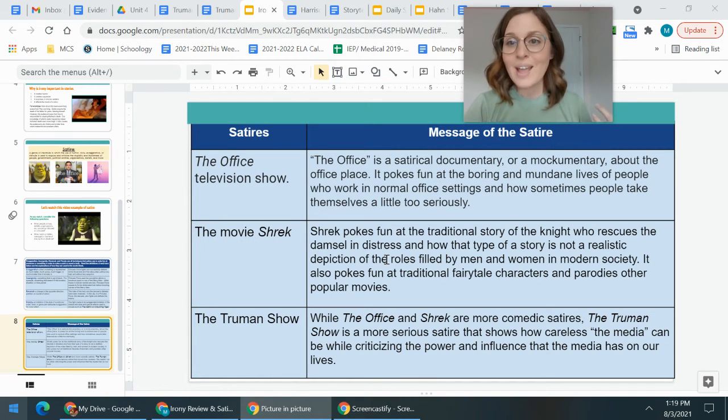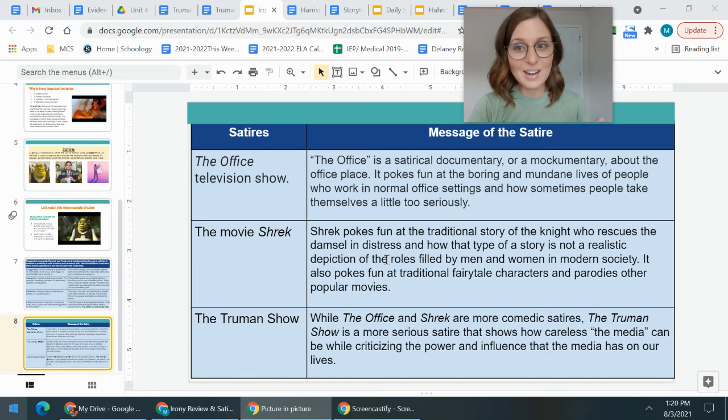So then we have this movie called The Truman Show, which we're going to start watching in a couple days. Now, while The Office and Shrek are more comedic satires, The Truman Show, I wouldn't call it dark, but it's more serious. It's a more serious satire that shows how careless the media can be, while criticizing the power and the influence that the media has on our lives. People love to criticize the media, and you hear phrases like fake news, but also we consume media all the time, so it's ironic. So we're going to start this movie in a few days.